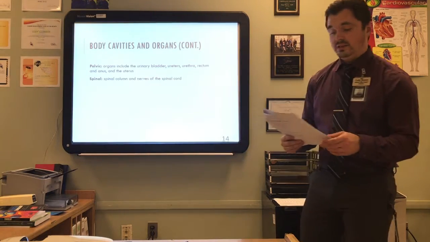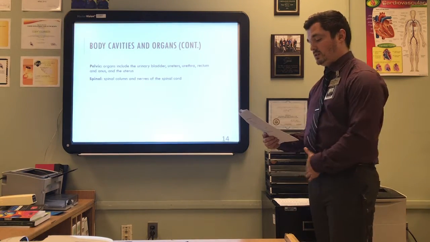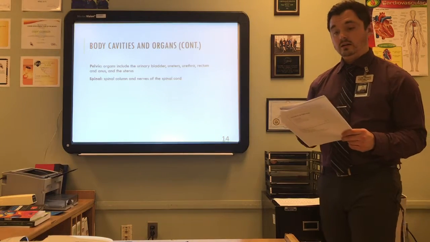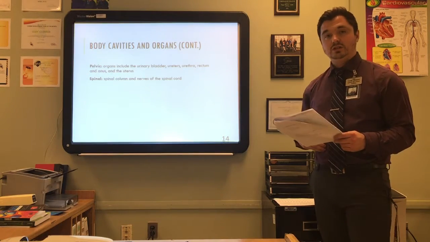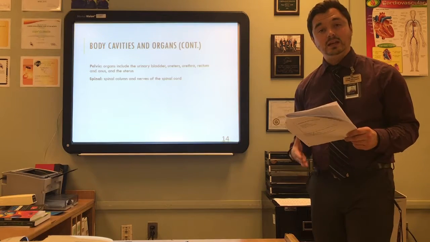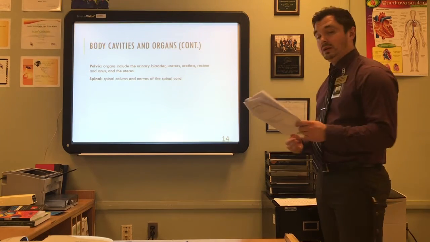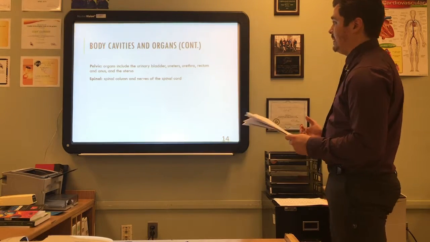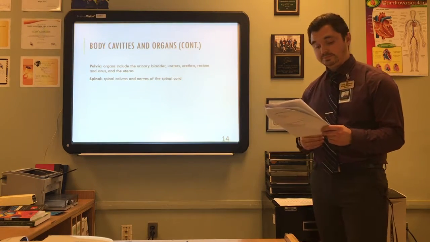A couple more cavities here. You have your pelvic cavity, okay, which is around your waist, your loin area. It includes the urinary bladder, ureters, which are the tubes that lead from the kidneys to the urinary bladder, your urethra, which leads urine from the urinary bladder to the outside of the body, your rectum and anus.